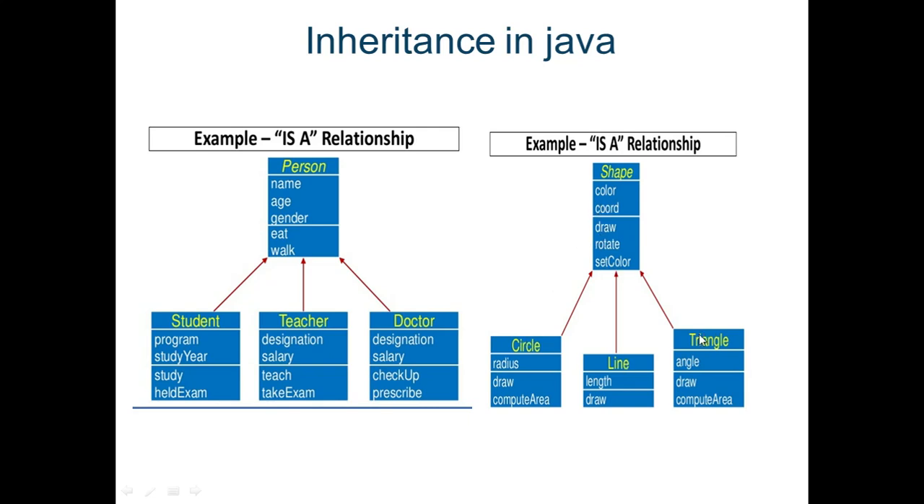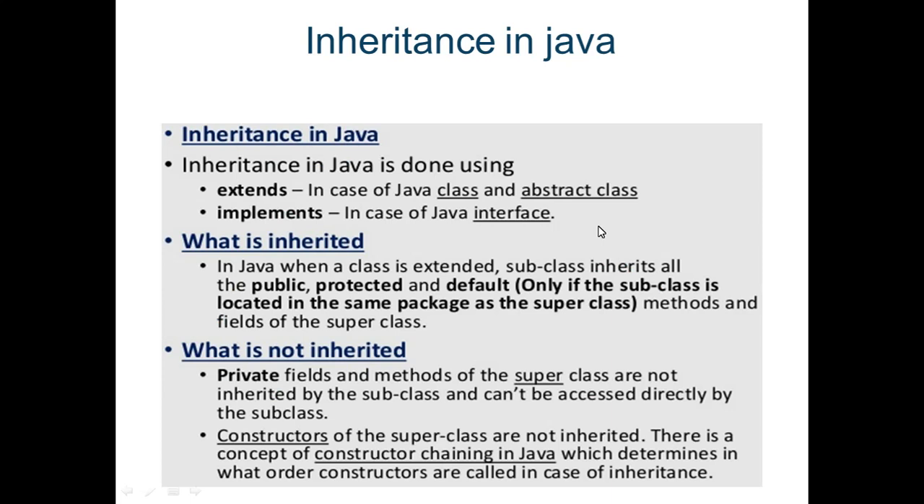In the same way, circle, line, and triangle also have their own variables like radius, length, and angle. Along with that, each class has its own methods like draw and compute area, right? So this class has its own properties, the child class has its own properties, and they can also use the properties from the parent class.